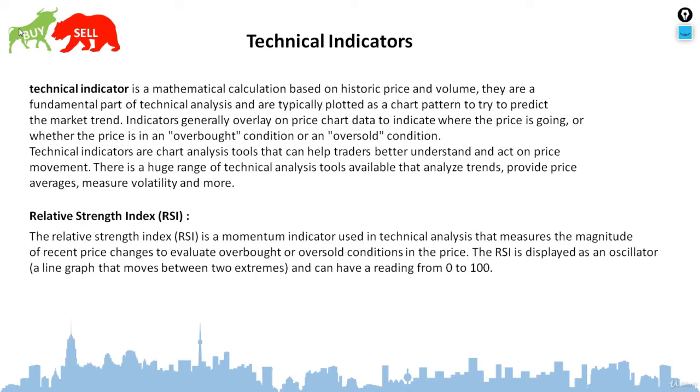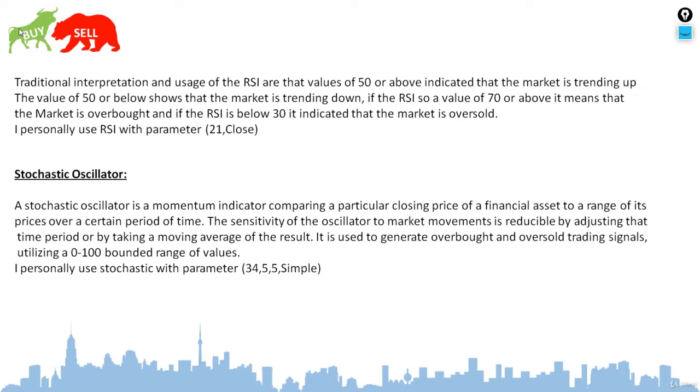The Relative Strength Index, RSI, is a momentum indicator used in technical analysis that measures the magnitude of recent price changes to evaluate overbought or oversold conditions in the price. The RSI is displayed as an oscillator, a line graph that moves between two extremes and can have a reading from 0 to 100.